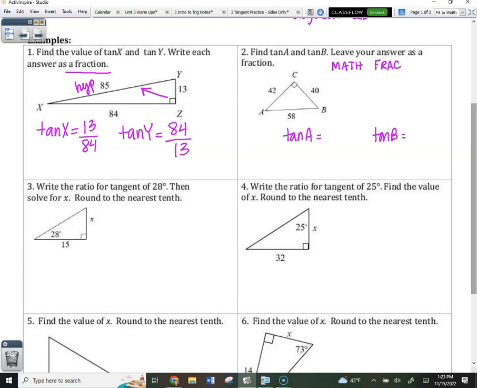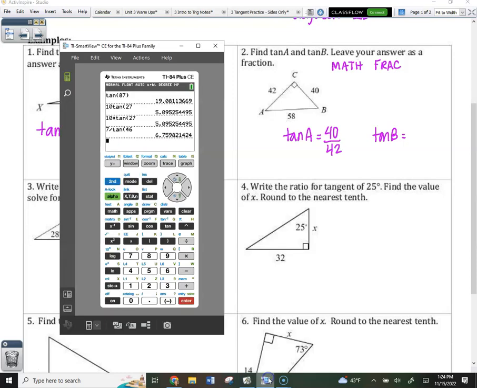What is math frac? What do you do with that? Well, do you have your ratio for tan A? What's your ratio for tan A? 40 over 42. Okay, is 40 over 42 reducible? Yes. Well, what if you're bad with numbers and you don't know how to reduce it?